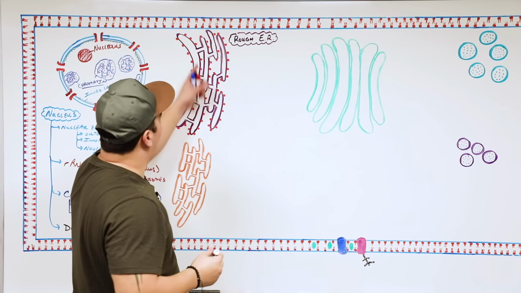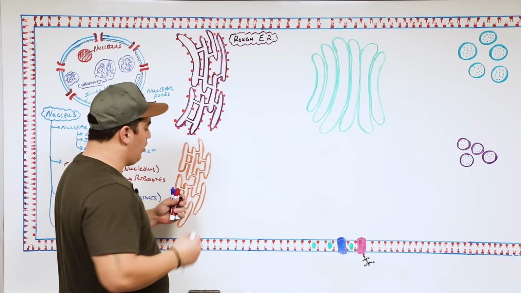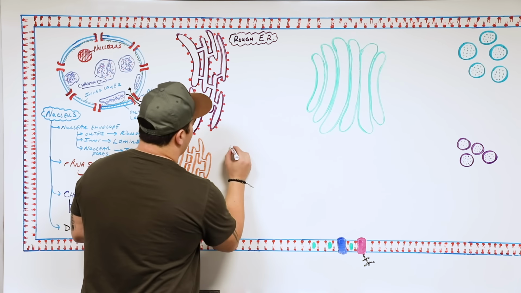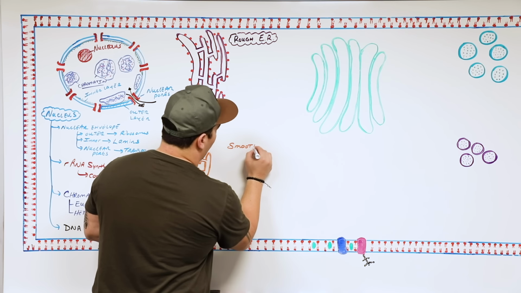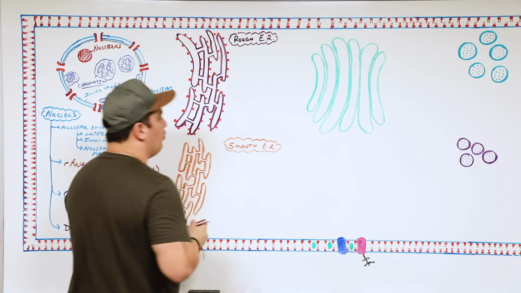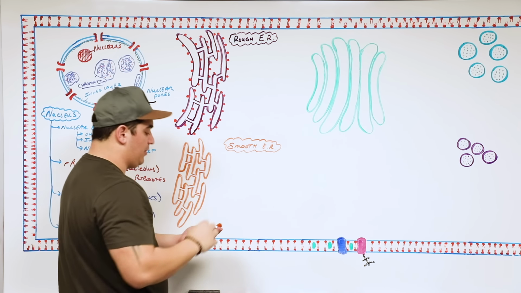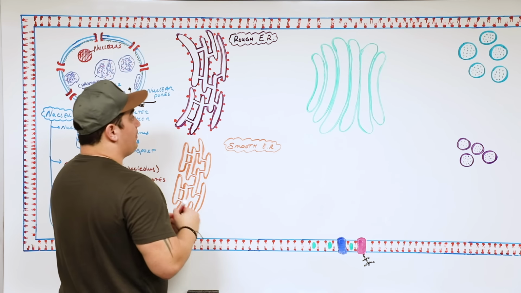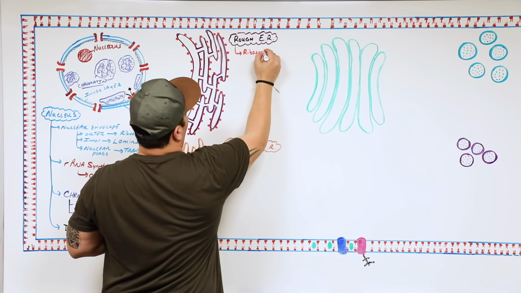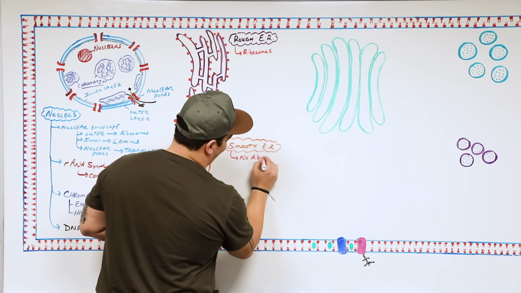Now the rough ER, if you notice, it's this filamentous kind of network here. But there's another structure here called the smooth endoplasmic reticulum. So you have the rough endoplasmic reticulum, and then you have the smooth endoplasmic reticulum. The smooth endoplasmic reticulum and rough endoplasmic reticulum differ in what way? This is very simple. You see these little red dots that are located on the rough endoplasmic reticulum? It's called ribosomes. So the rough ER contains ribosomes on that outer membrane structure. On the smooth ER, there are no ribosomes.